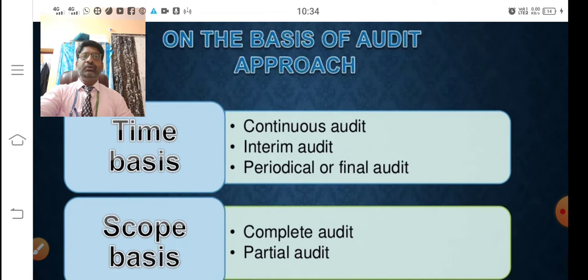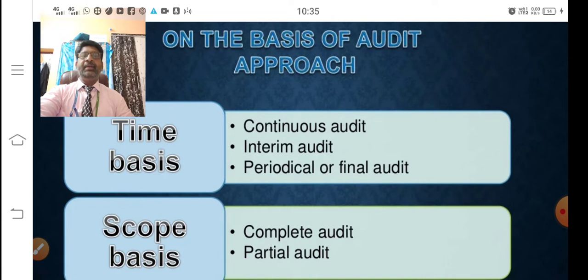And next, now we are going to discuss interim audit. What is meant by interim audit and what are the advantages? Number one, it is an audit conducted between two annual audits. In other words, it is the audit conducted in the middle of the financial year. If the audit is conducted between two periods, it is called interim audit. It is carried out for some specific purpose, for declaring interim dividend and ascertaining interim profit.